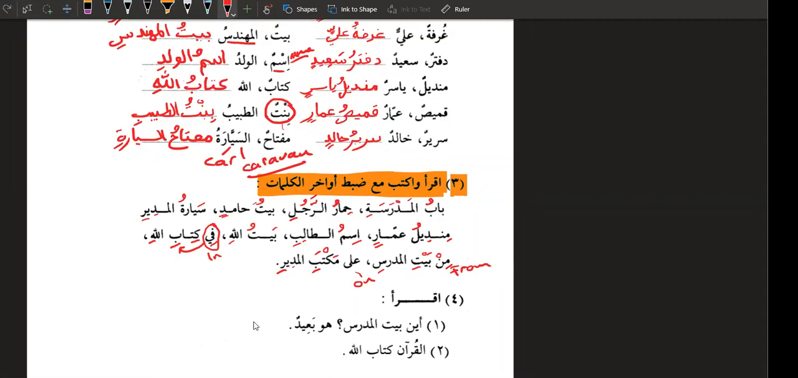باب المدرسة، حمار الرجل، بيت حامد، سيارة المدير، منديل عمار، اسم الطالب، بيت الله، في كتاب الله، من بيت المدرس، على مكتب المدير.